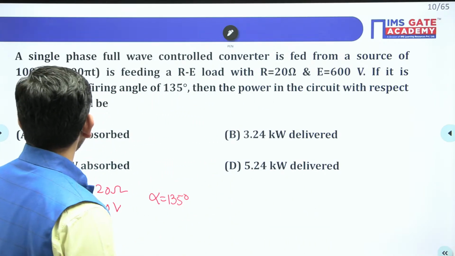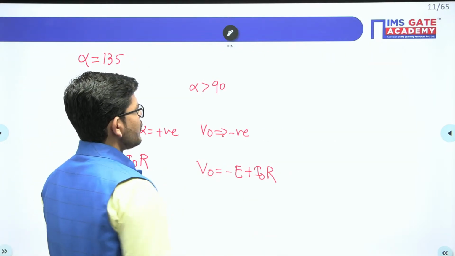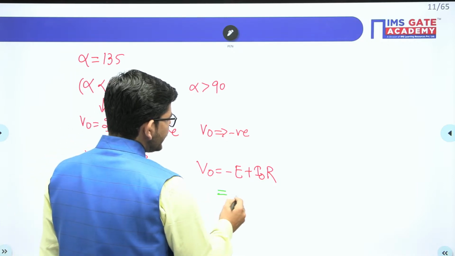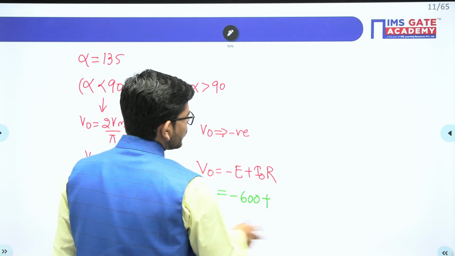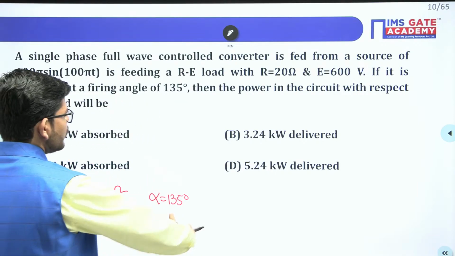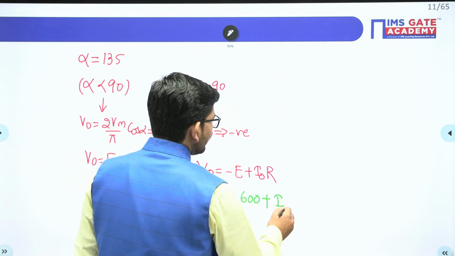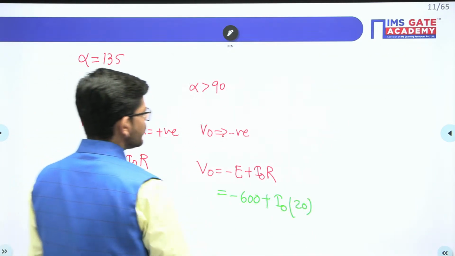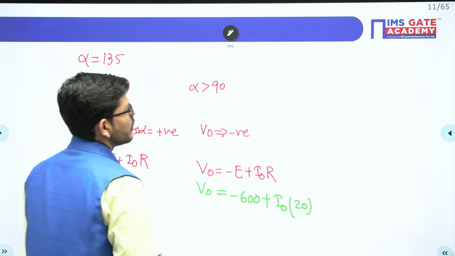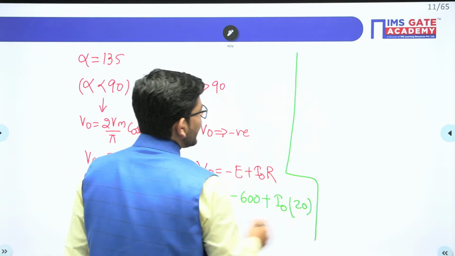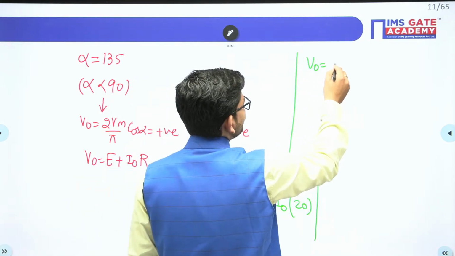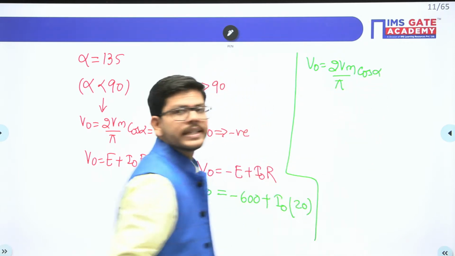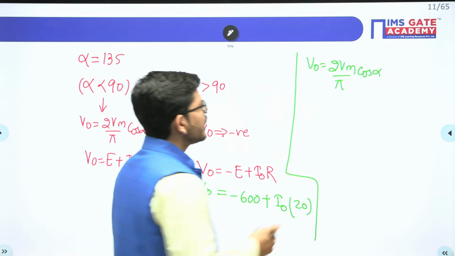Now what we have to calculate here is the power. First of all, let me put in the values. E is 600. I naught is not given to us, and R is 20. So this will be the V naught. Now, the firing angle is given to us, so from the firing angle and the expression of the output average voltage of a single phase full wave converter, we can calculate V naught.